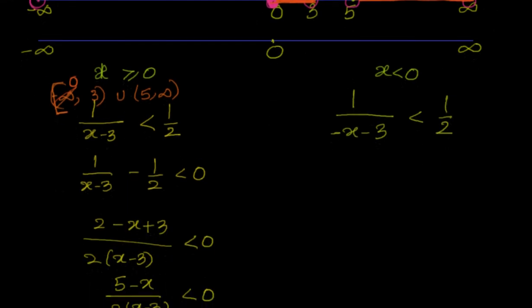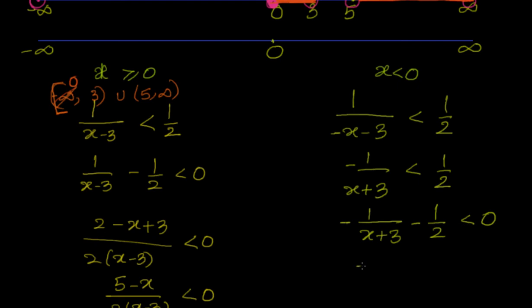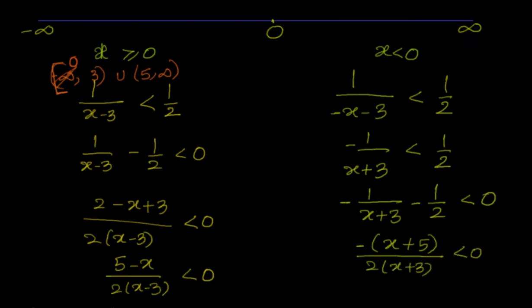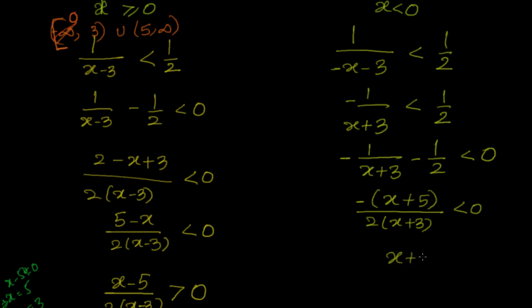So it becomes minus of 1 by x plus 3 less than 1 by 2. If you bring it to this side, you will have minus of 1 by x plus 3 minus 1 by 2 less than 0. That is nothing but minus of, you will have 2 plus 3 plus x, that is x plus 5, by 2 into x plus 3, less than 0. Now that is nothing but equal to x plus 5 by x plus 3 into 2 greater than 0.